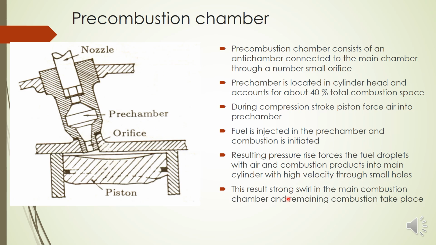So with the resulting strong swirl in the main combustion chamber, the remaining combustion takes place in the main combustion chamber. So that is how this pre-combustion chamber works. We are using combustion in the pre-combustion chamber to generate swirl in the main combustion chamber. About 80% of energy is released in the main combustion chamber. Only 20% of the fuel is burned in the pre-chamber. The remaining 80% of energy is released in the main combustion chamber.